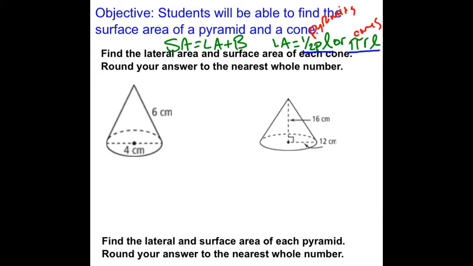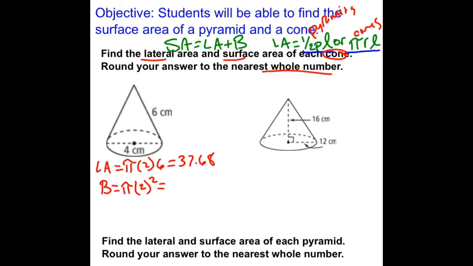So we look, we're finding the lateral and surface area of cones, and we're rounding to the nearest whole number, so we're going to use that pi r L this time. So start with our lateral area, it's pi times the radius. Well, the radius is going to be 2 times the slant height, 6. And we just multiply that all out. And we should get 37.68 if we use 3.14 for pi. We go on to the base, that's pi times the radius squared. Well, the radius is 2. Multiply that out, and we get 12.56.